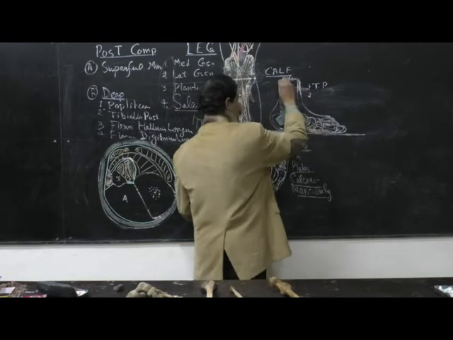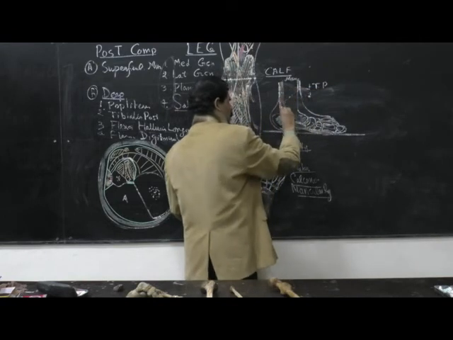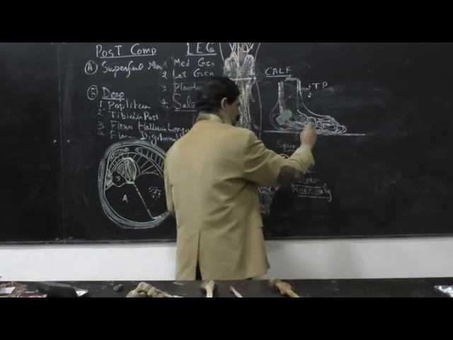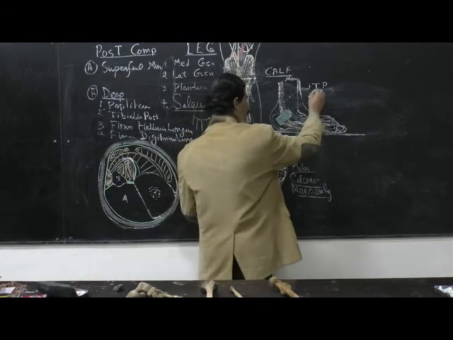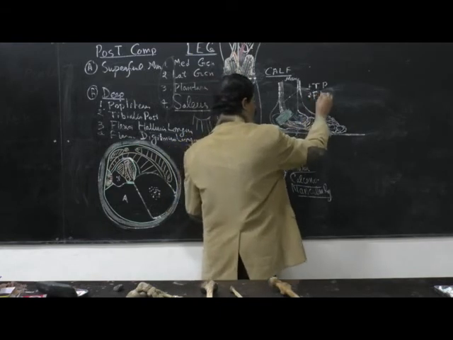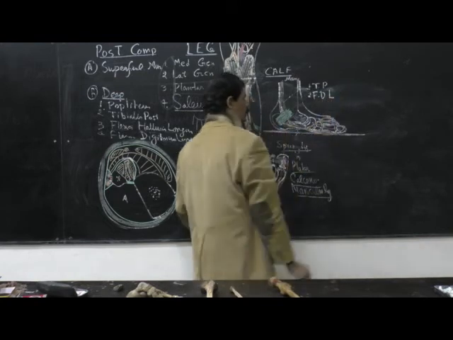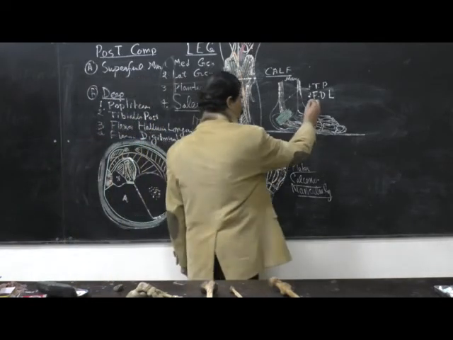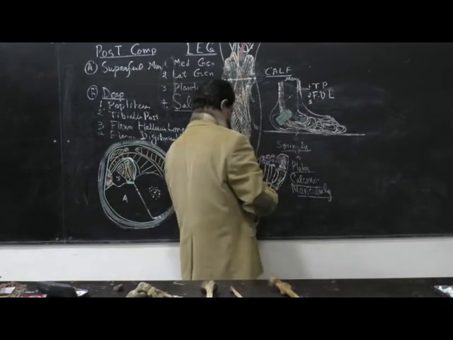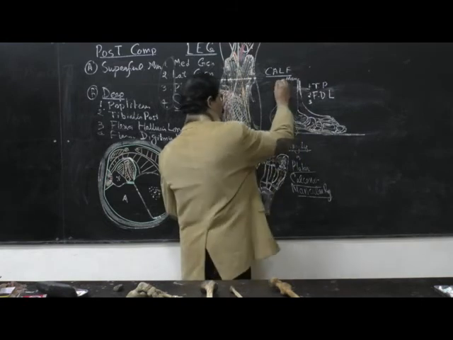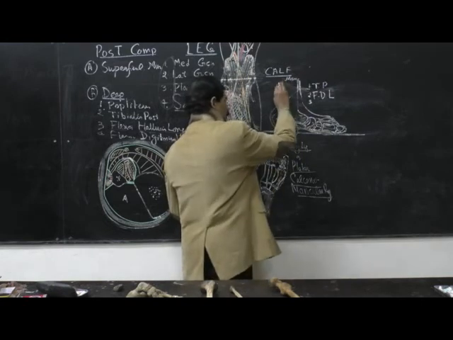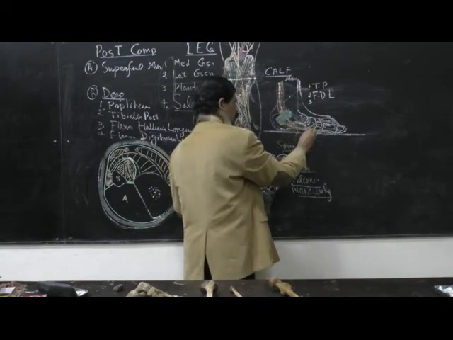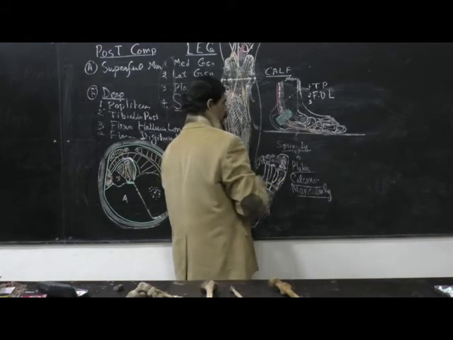Number 2, the structure entering behind the medial malleolus, below the flexor retinaculum, then into the sole of the foot, is the flexor digitorum longus tendon. Then the third structure passing from the posterior compartment into the sole of the foot is the artery, that is the posterior tibial artery.